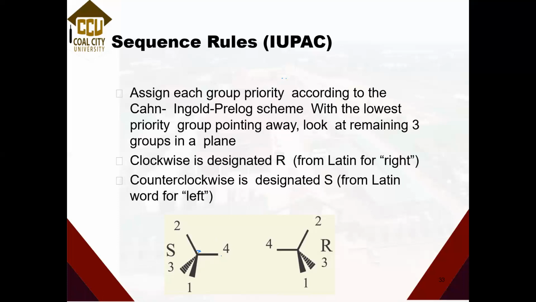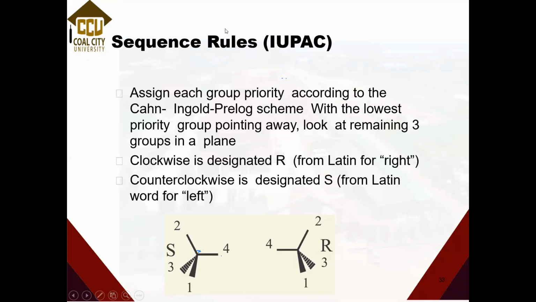There are so many ways people can explain that, but the easiest way to understand it is that you should just look at whether the lowest priority is on the hash wedge. If it is not, that means the lowest priority is not pointing away from you. Then whatever orientation you get, you take it to the other side.